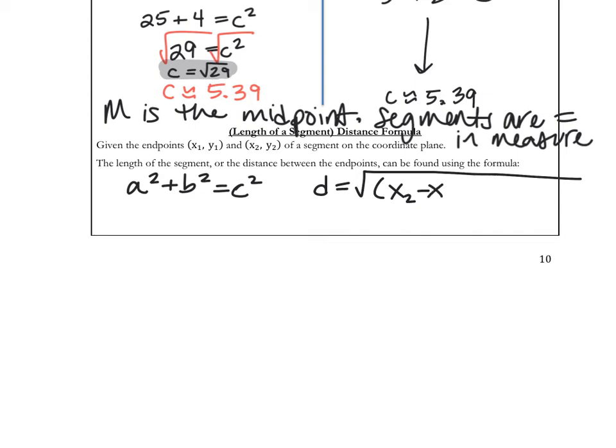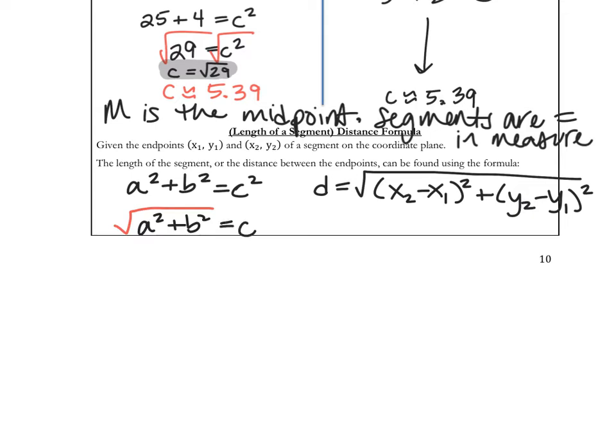x2 minus x1 squared plus y2 minus y1 squared. Okay. All this says is subtract the x values, square them, subtract the y values, square them, and then take the square root. This comes from Pythagorean theorem. So if you take Pythagorean theorem and you take the square root on both sides, it's going to look really similar, and let me prove it to you. So if I square root over here, I get a squared plus b squared.